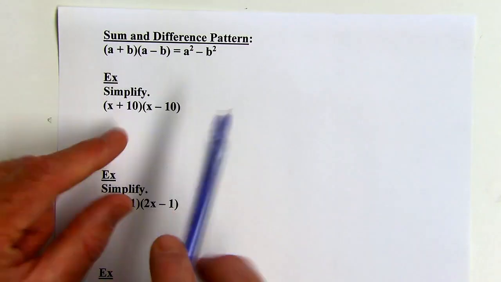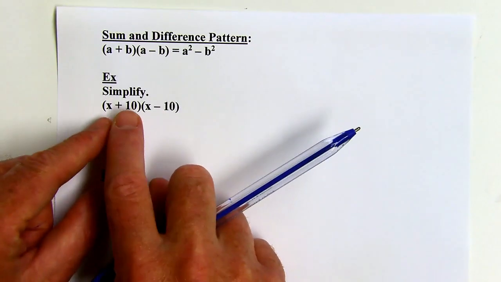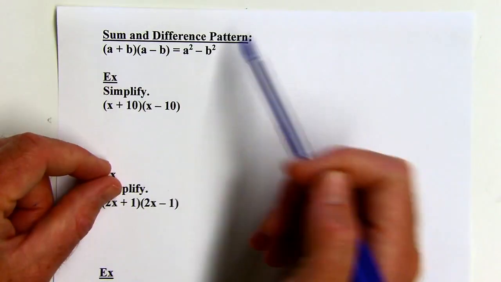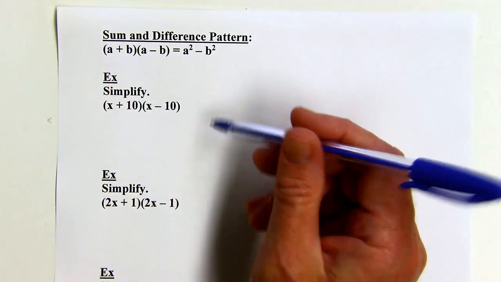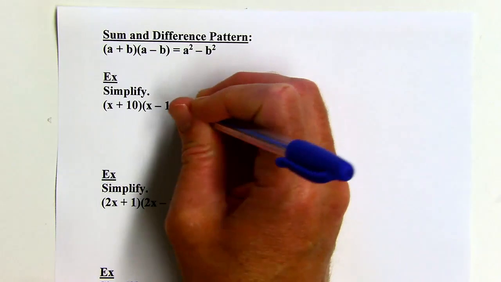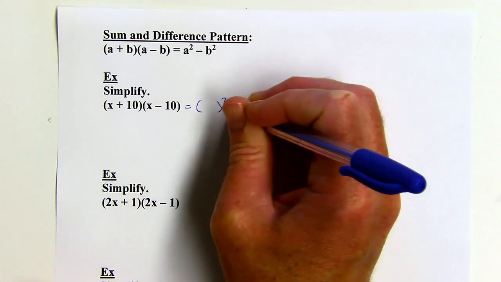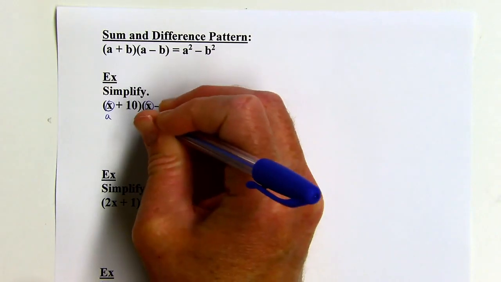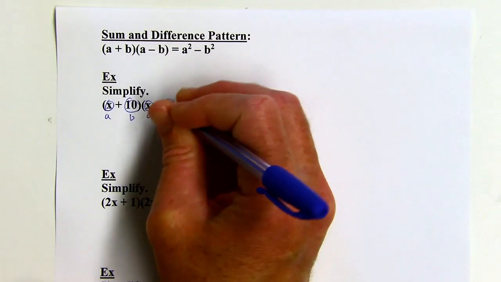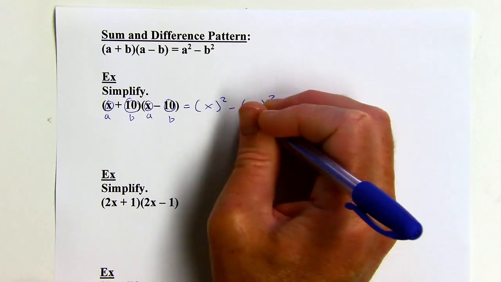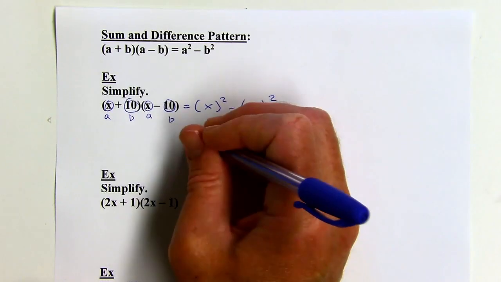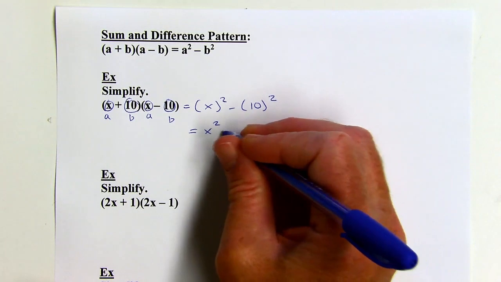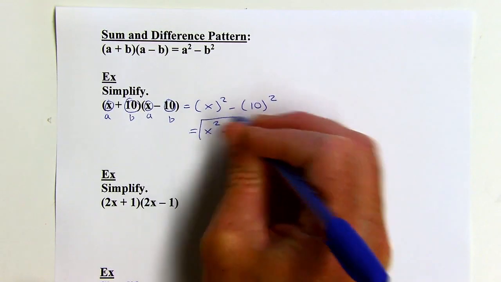But when you have binomials like this, where you have x plus 10 and x minus 10, or a plus b times a minus b, it's always going to work with this pattern. Okay, it's going to be a squared minus b squared. So let's set this up. So here my A is going to be x, right? And the B is going to be 10. So that means I just put an x here and a 10 here, and then simplify this. So x squared, and 10 times 10 is 100, so x squared minus 100.